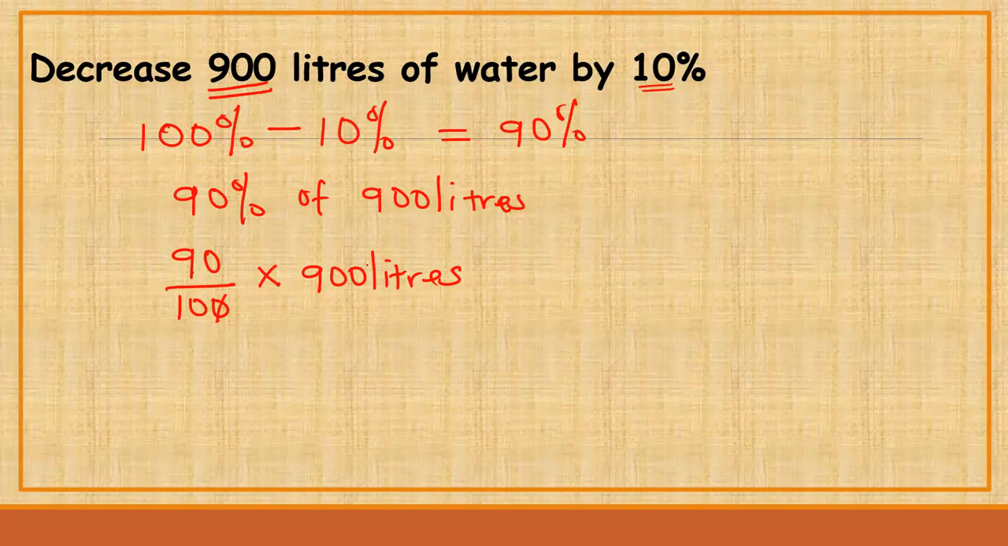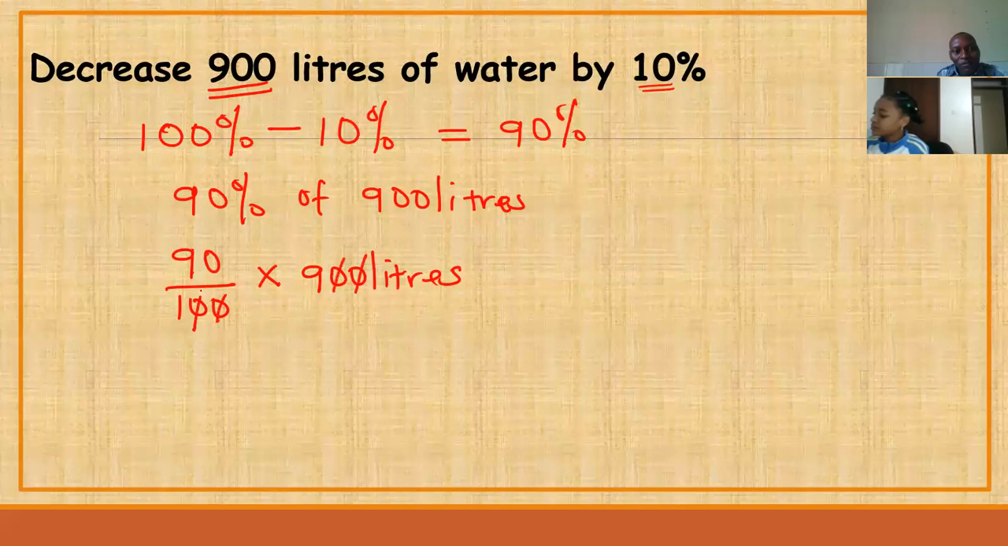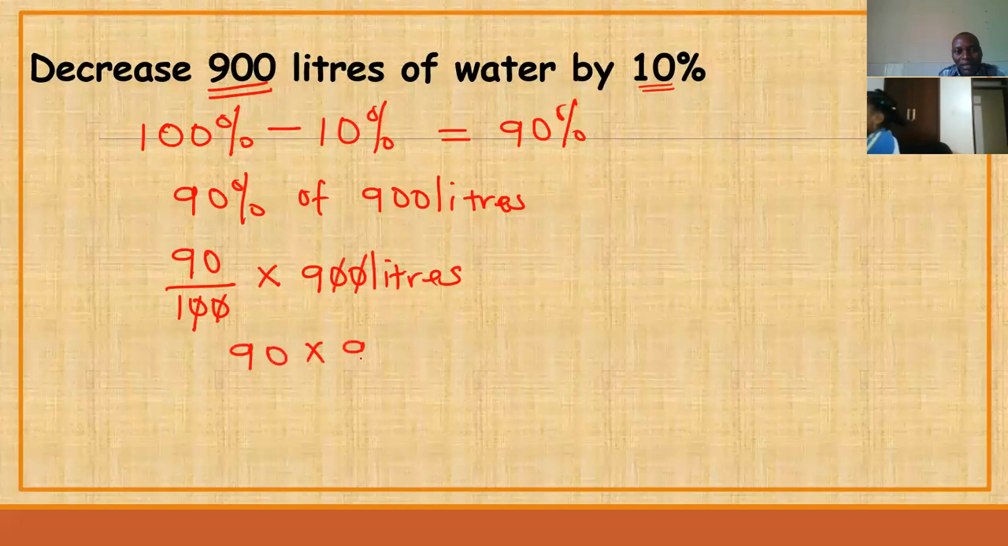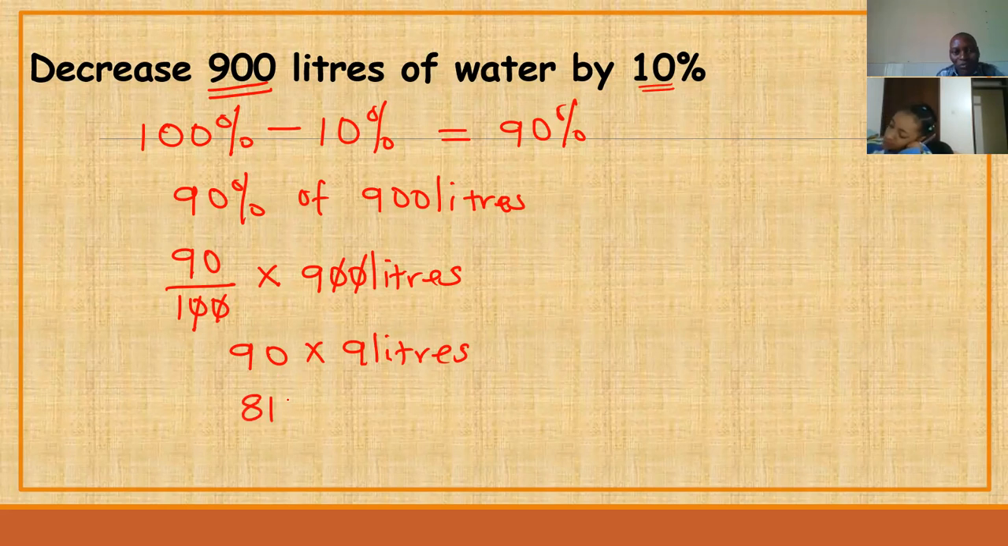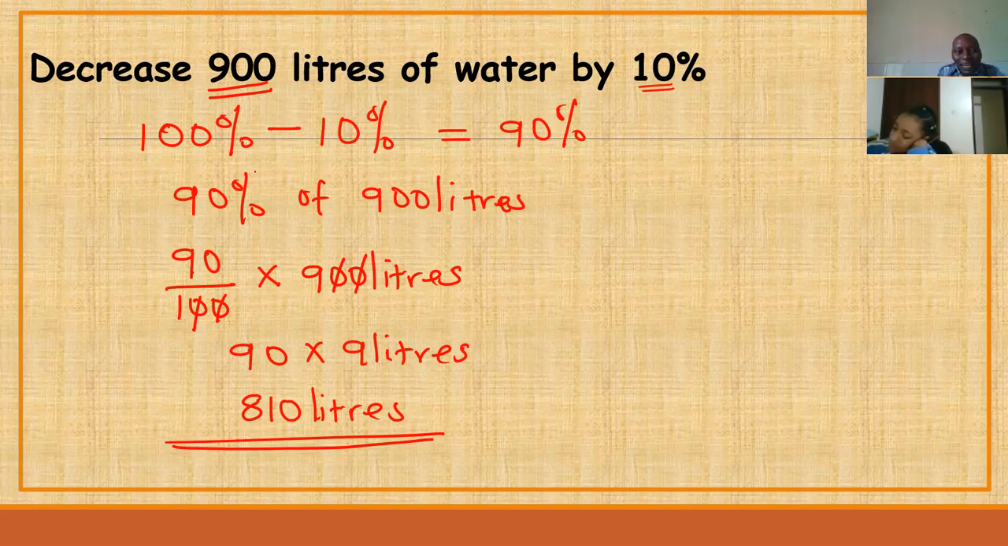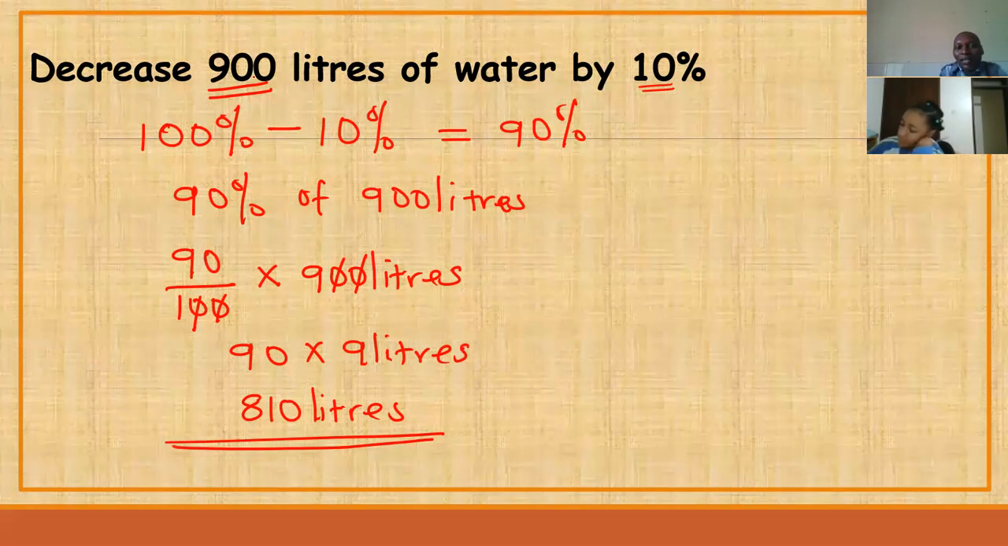So from here, what do I do? I reduce this one with this one here, I reduce this one with this one here, okay? So we are left with this one as 90 times 9 liters. I'm just going to use my simple multiplication. 9 times 9 is 81, plus this 0 of mine here. We shall have this one as 810 liters. So you can see that the new number of liters I've gotten is less than what we actually had before. That is the first method, okay?